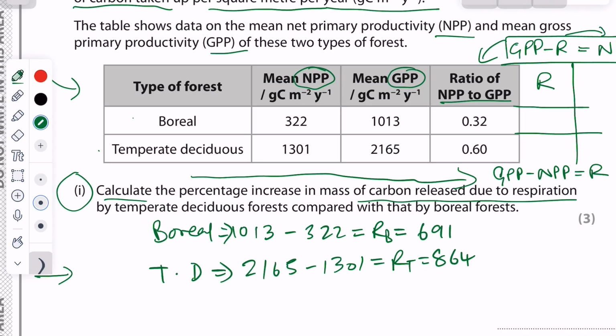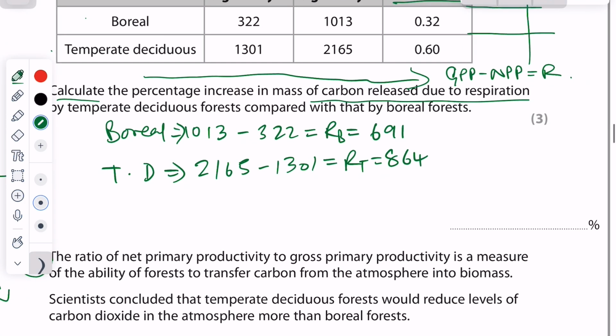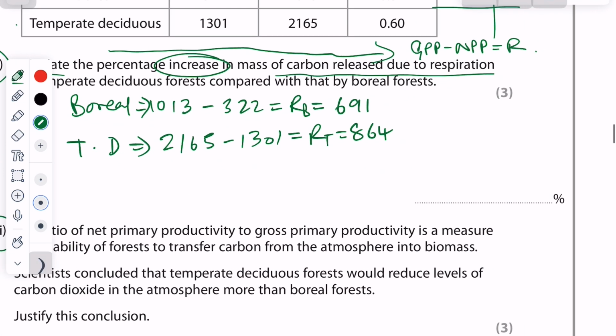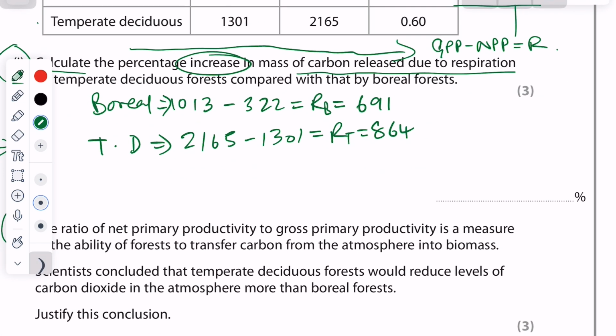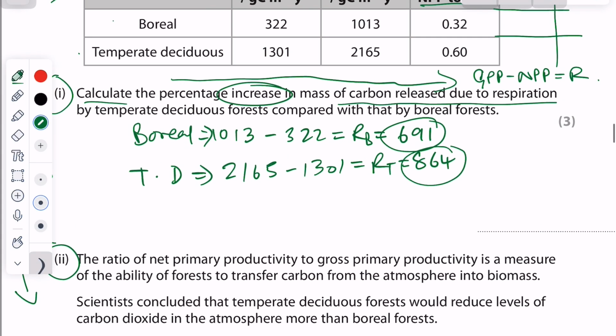Percentage increase in mass. I don't love this question because it's completely different places, so it shouldn't really say percentage increase because it didn't really increase, it's a difference, but whatever. Now, when we got these two values and they're saying one compared to the other, which way round is the important question? Respiration by temperate deciduous forests compared with that by boreal forests.